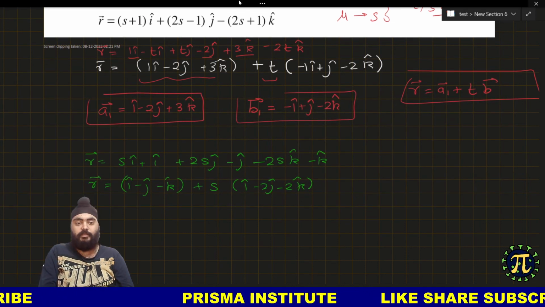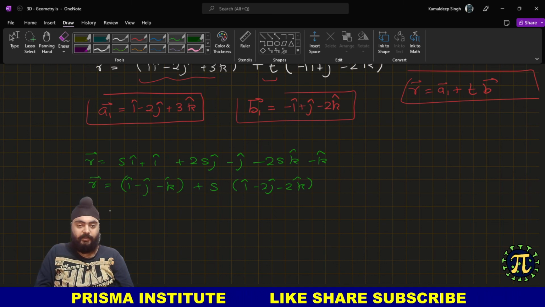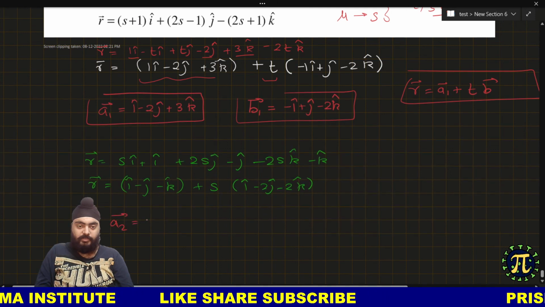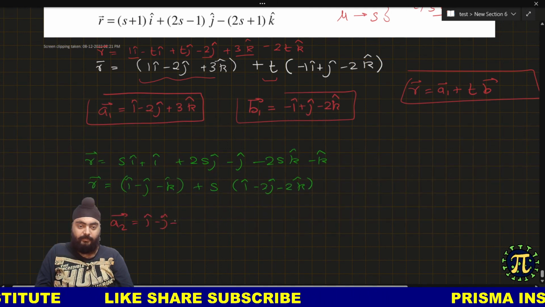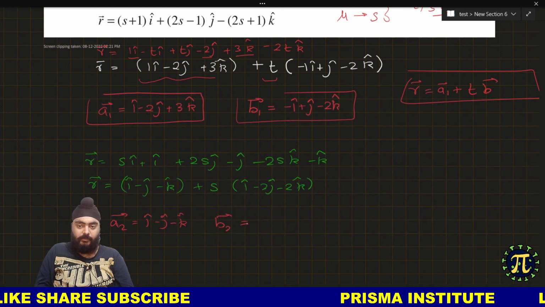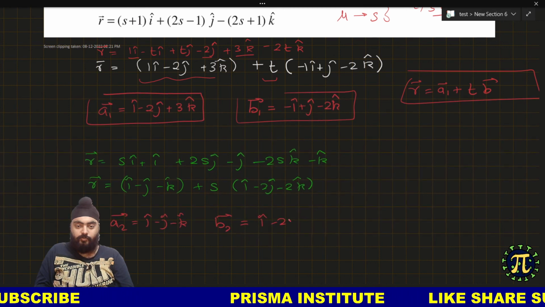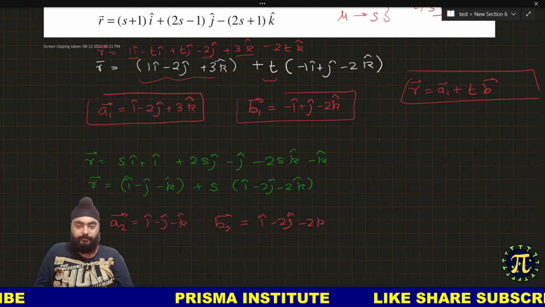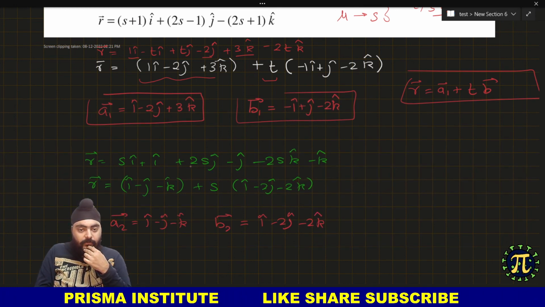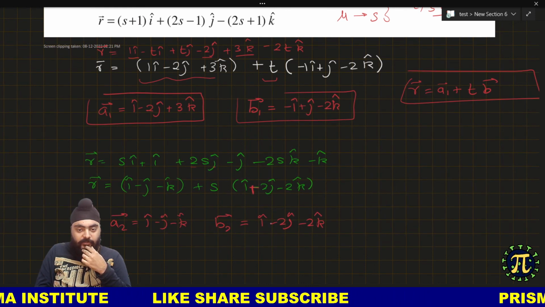Okay, and from this I can find a2 vector which is i cap minus j cap minus k cap, and b2 vector which is i cap minus 2 j cap minus 2 k cap. So checking again, the 2s term is positive here, so I made a mistake, this is positive, so this must be positive.